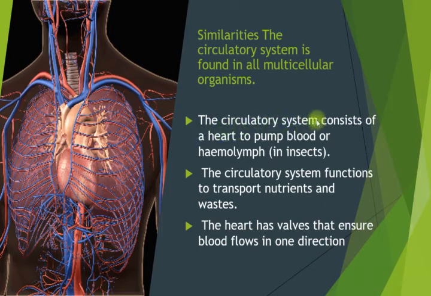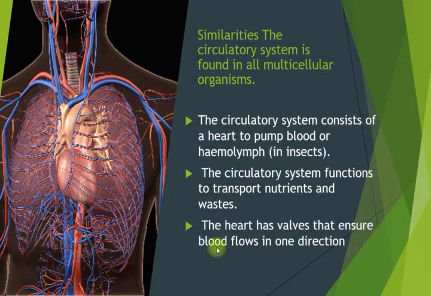First one, the circulatory system consists of a heart to pump blood, or hemolymph. Hemolymph is just in insects. Second similarity, the circulatory system functions to transport nutrients and also waste products.